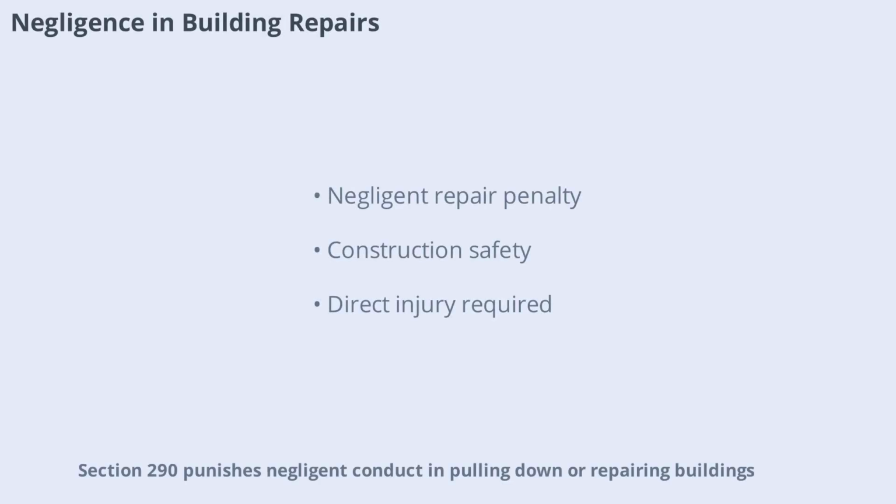Section 290 punishes negligent conduct in pulling down or repairing buildings. Injuries must be a direct consequence of such negligence. The law ensures that construction and repair work is carried out safely, preventing accidents and protecting workers and the public. Responsible practices are essential for maintaining safe environments.